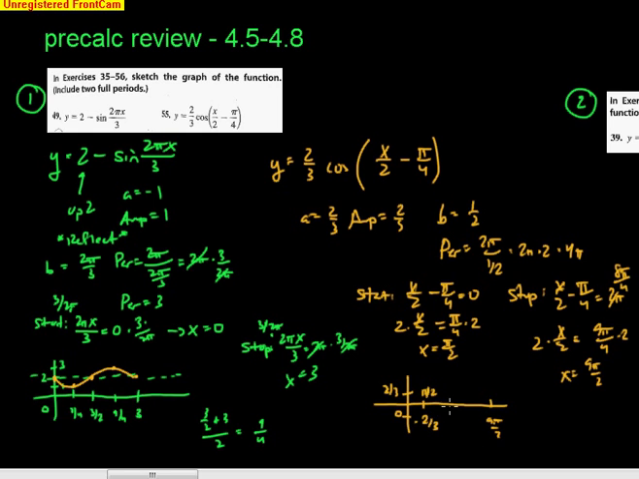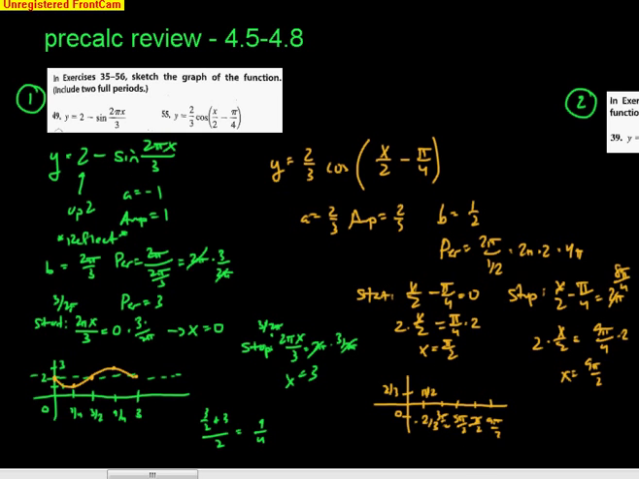So then we find the other 3 points. Halfway between 1 pi over 2 and 9 pi over 2 is 5 pi over 2. Halfway between 1 pi over 2 and 5 pi over 2 is 3 pi over 2. And then halfway between 5 pi over 2 and 9 pi over 2 is 7 pi over 2. So our 5 points are pi over 2, 3 pi over 2, 5 pi over 2, 7 pi over 2, and 9 pi over 2.